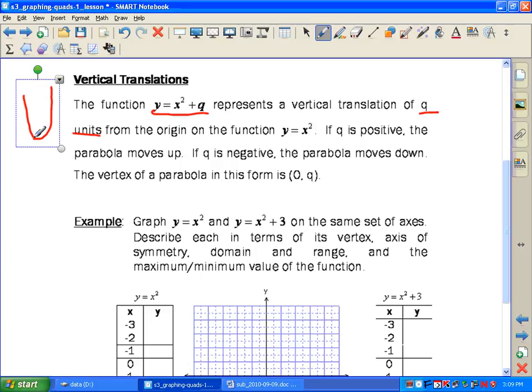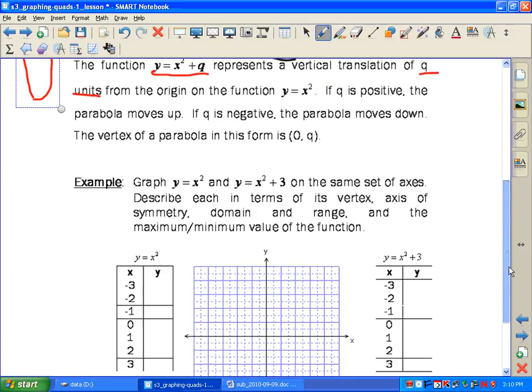So in other words, if we have something that looks like x squared plus 2, it means we just moved it 2 units up from the origin. If q is positive, the parabola moves up. If q is negative, the parabola moves down. The vertex of a parabola in this form is (0, q). So for our x squared plus 2 here, the vertex, we usually use V to stand for vertex, would be (0, 2), 2 being the q value.